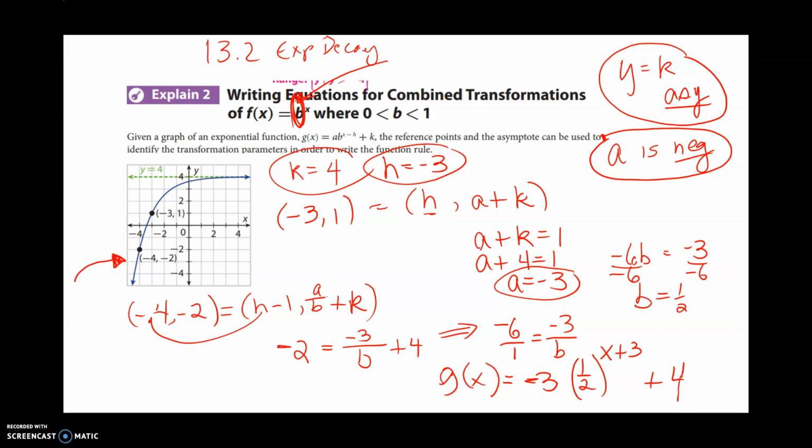Now, let's talk about domain and range. Domain is always all real numbers, isn't it? Now the range here, because this is reflected, gang, k is still important to us, which is 4, but now our range is from negative infinity up to 4. So we've got to watch the range on these.